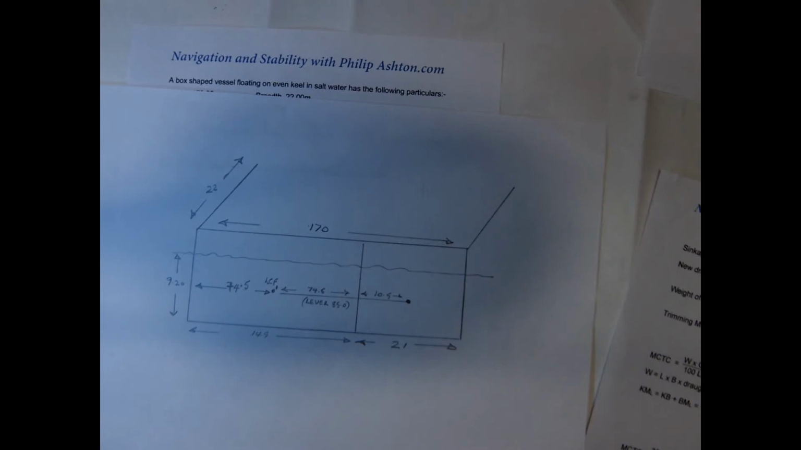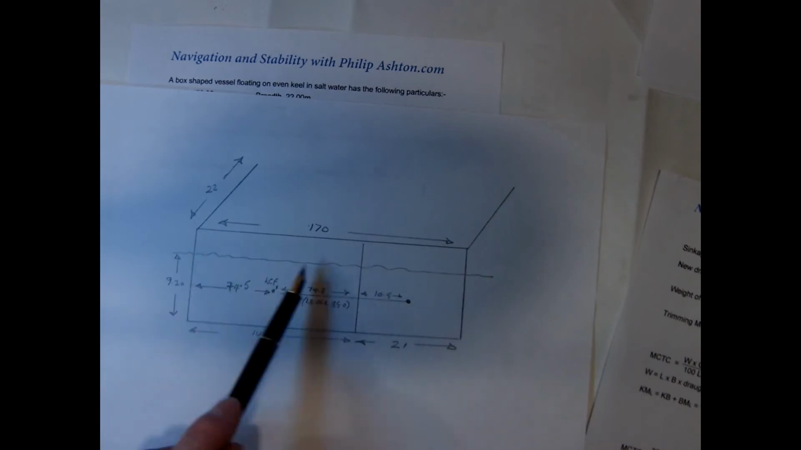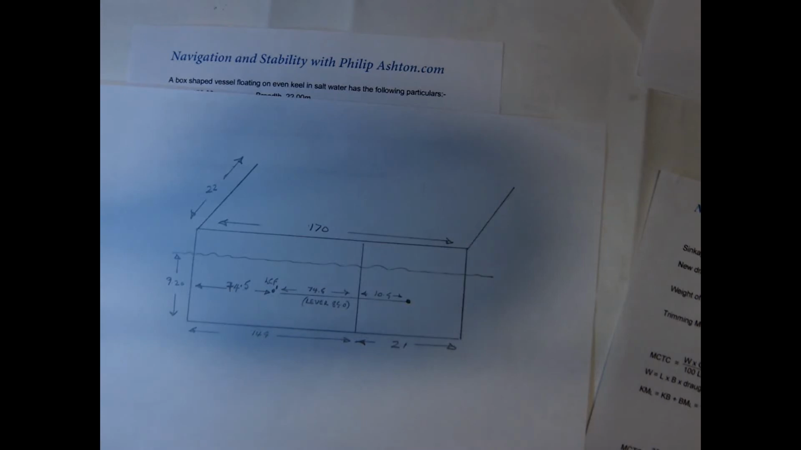One is the LCF of the vessel. Because we've lost this waterline, the LCF is simply half the remaining distance. So the LCF will be 74.5. Okay, 74.5. And we need to calculate our trim lever.